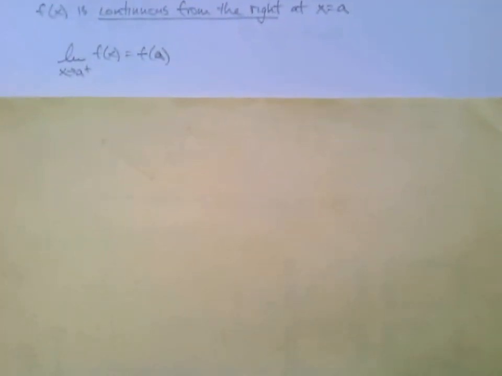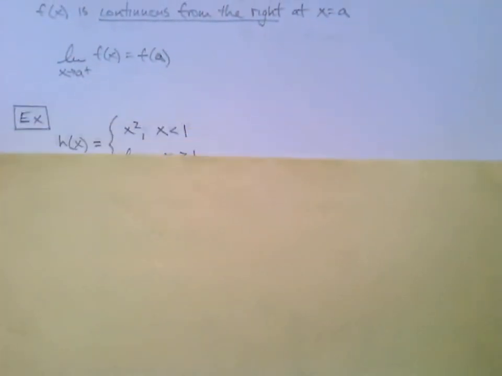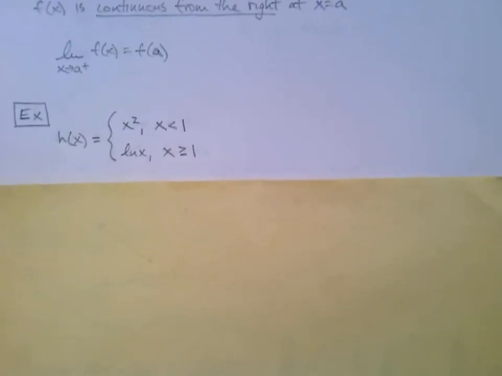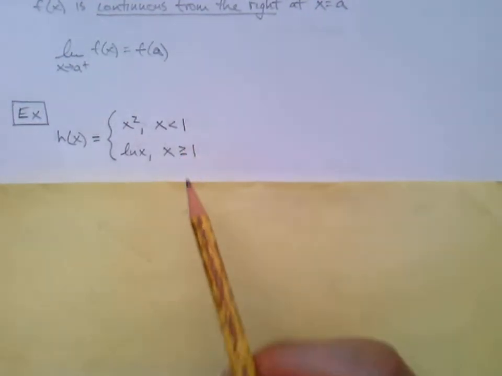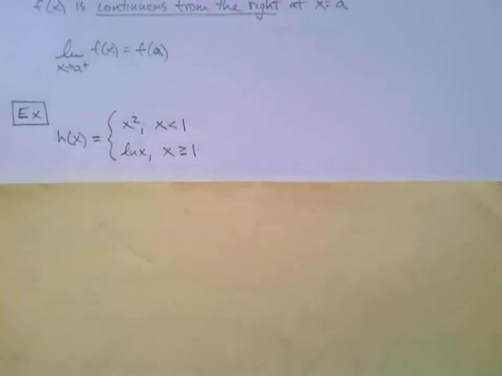So let's look at one example, and I've got another piecewise function. Whenever you see a piecewise function in the chapter on limits, be thinking either a left limit or a right limit, especially around where that transition happens. Okay, so here we have h of x equals x squared when x is less than 1, and then it turns into the natural log of x when x is greater than or equal to 1.